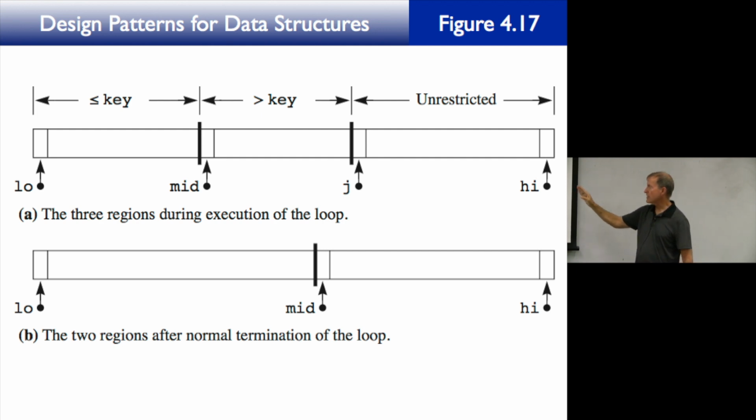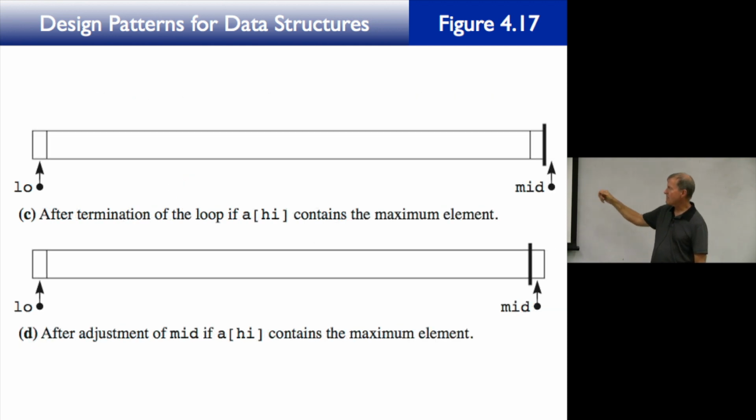What happens is as J goes up and up, that unrestricted region gets smaller and smaller till we get to the end, and then those are the two regions after normal termination of the loop. What can happen though is if A sub high contains the maximum element, mid is over here, so we have to do the adjustment to make it down here. See? Is everybody clear on that?